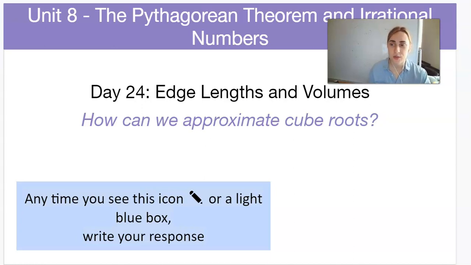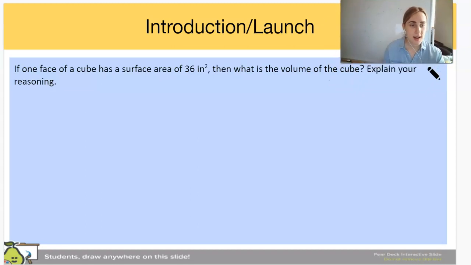So let's go ahead to our introduction/launch on slide A. On slide A, we're answering the question: if one face of a cube has a surface area of 36 square inches, then what is the volume of the cube? And explain your reasoning. You are free to try this question on your own if you feel ready to start. If it helps you to visualize, I'm going to offer you another site that you can try out to see if it helps you answer this question.